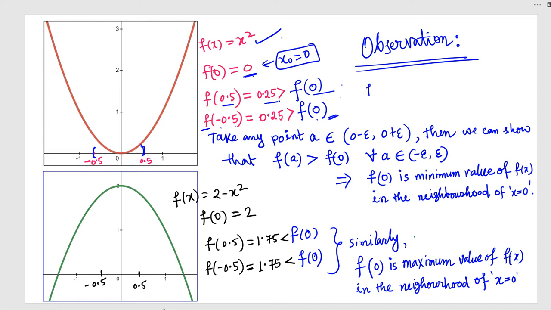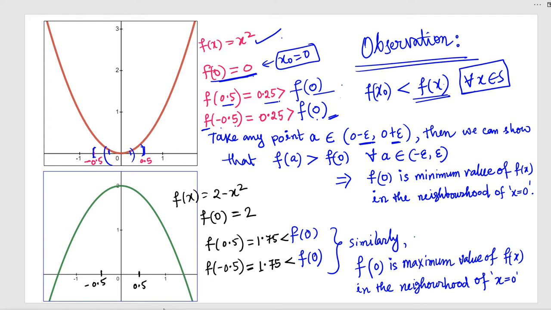So if you remember, f of x naught is a minimum point if it is less than the values for all x belonging to the set. So this relation will be satisfied. Now this is not only true for these two values. If you take any such interval, minus epsilon to epsilon, in this neighborhood you will also see that f of 0 is less than all the other values, and this is true for all other values. So look at the geometry.